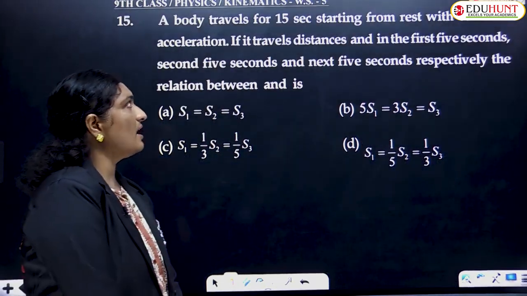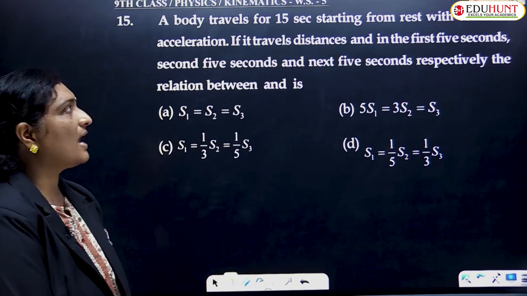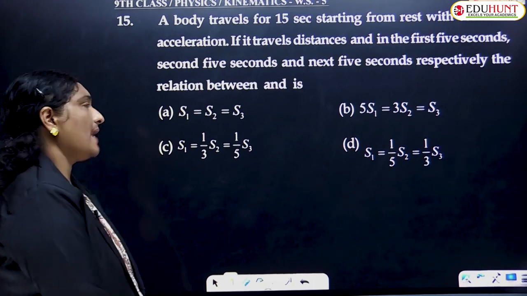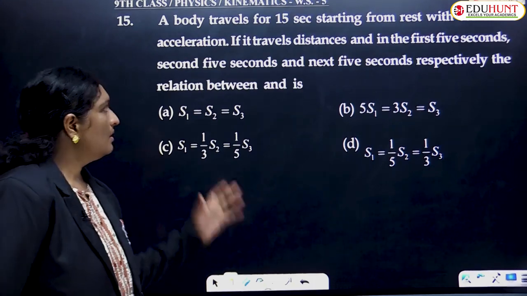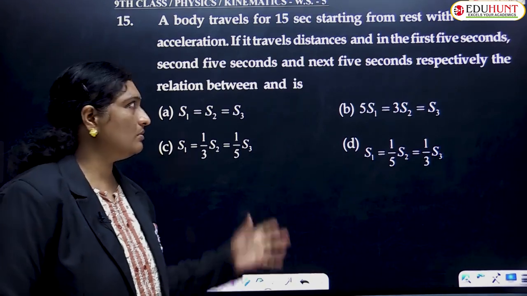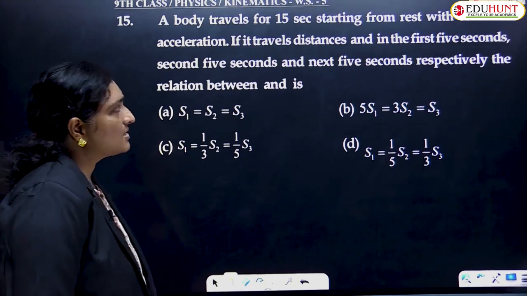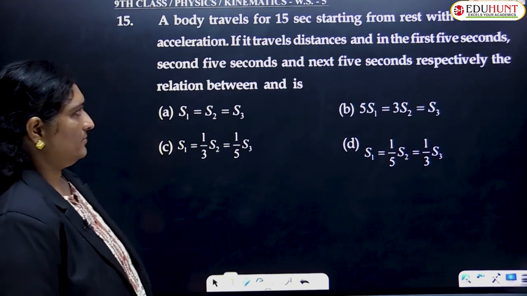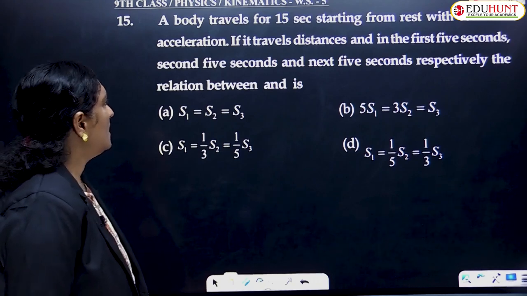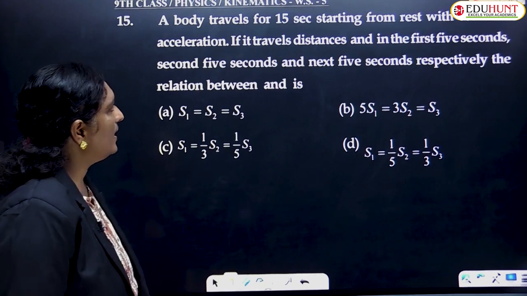15th question: a body travels for 15 seconds starting from rest. So initial velocity, how much did they give? 0. Starting from rest with constant acceleration. Of course, for all the kinematic equations, you need to take acceleration as constant, uniform acceleration. If it travels distances in the first 5 seconds, second 5 seconds, next 5 seconds respectively, the relation between S1, S2, S3.